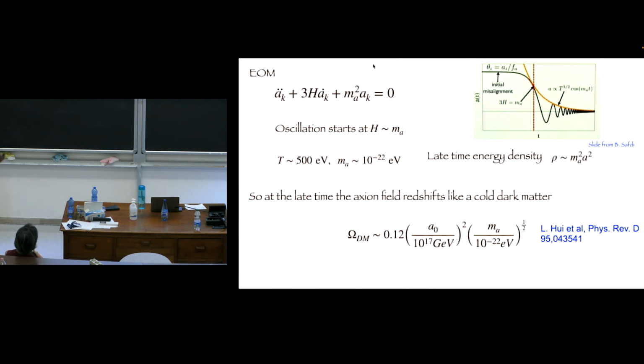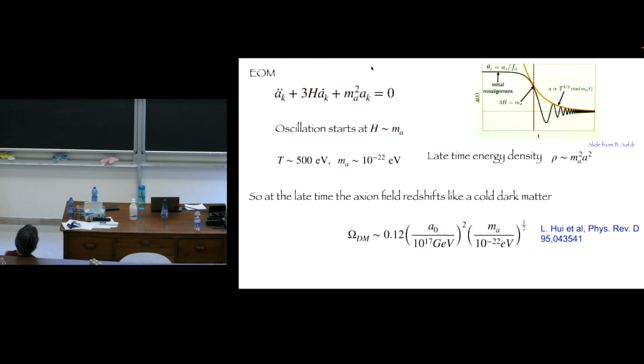At late times when the oscillation starts, you will see the behavior of a is like this, t to the power 3 by 2. So when you take this, rho goes as t to the minus 3. T is basically proportional to 1 over a, so it redshifts like cold dark matter. In that way you can solve for the relic density. So this is the relic density expression for the fuzzy dark matter, okay?